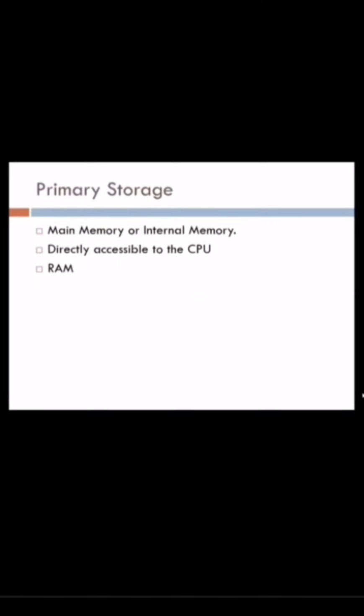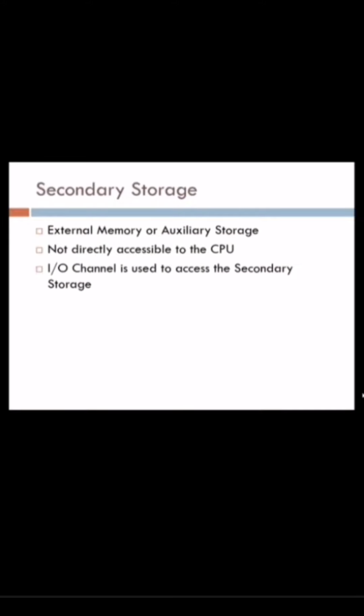Primary storage, main memory and internal memory, directly accessible to the CPU, and RAM. Secondary storage, external memory or auxiliary storage, not directly accessible to the CPU. I/O channel: an I/O channel is used to access the secondary storage.